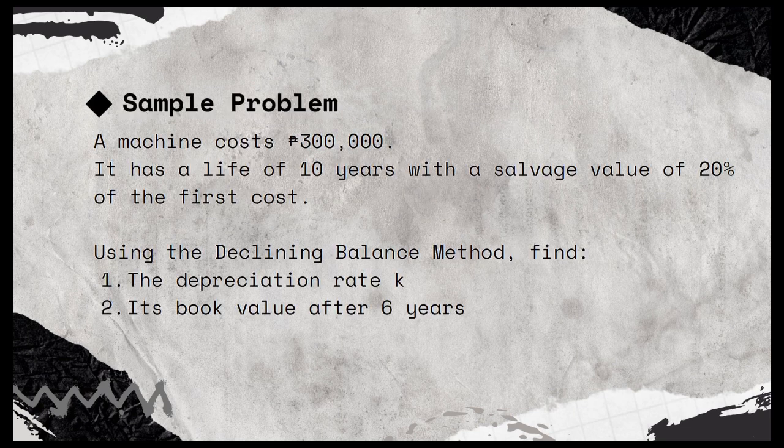So, now let's move on to the sample problem. So, a machine costs 300,000 pesos. It has a life of 10 years with a salvage value of 20% of the first cost. Using the declining balance method, we will be finding the depreciation rate and its book value after 6 years.